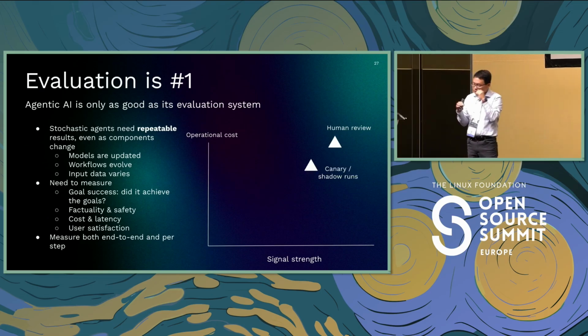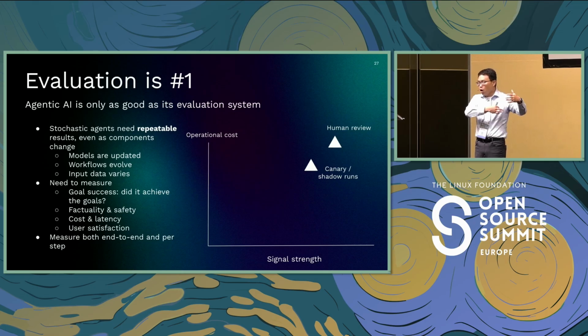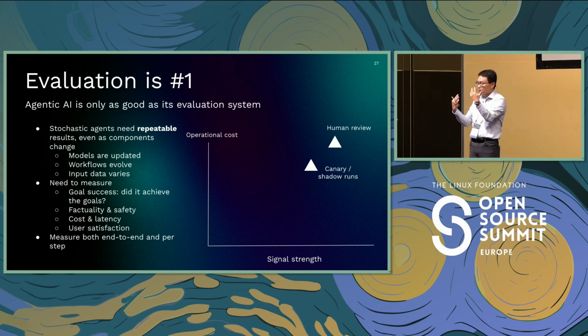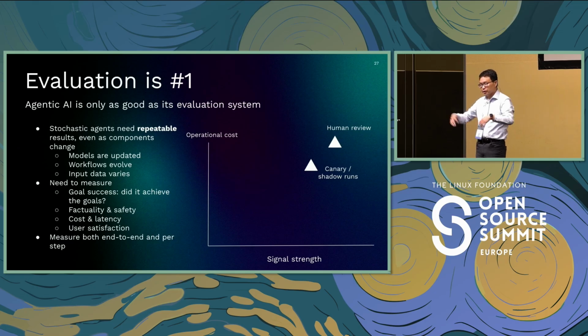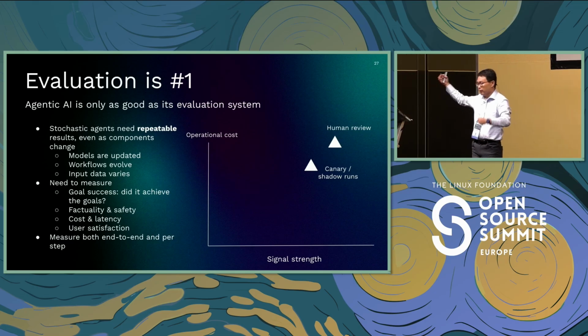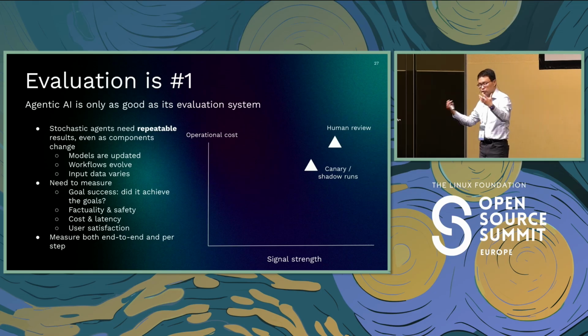A step down is a canary or shadow workflow, where I duplicate all the questions being asked of my production system to my new system, and I can somehow compare those results. This is still really expensive, because I'm literally doubling the cost of inference. I'm not only running a production system, I'm also running a shadow system, running every single question twice. But of course, it gives me very high signal around how well I'm performing.